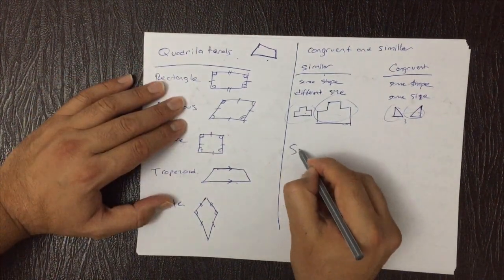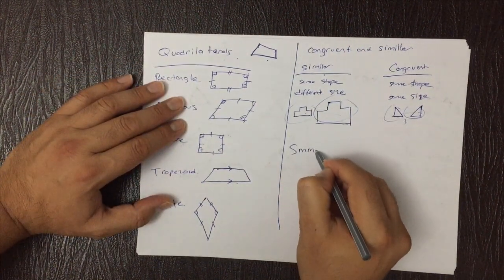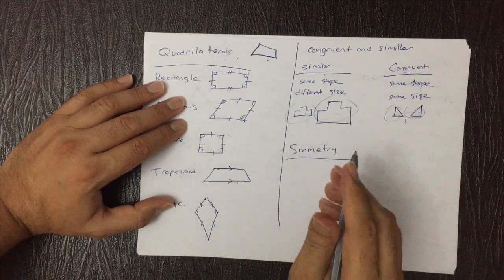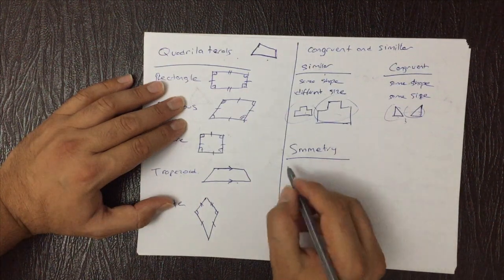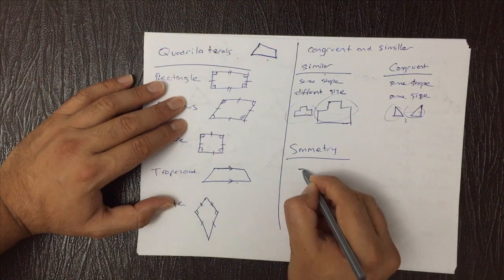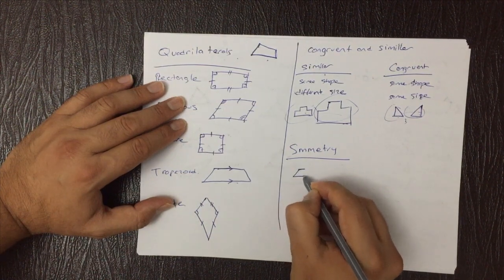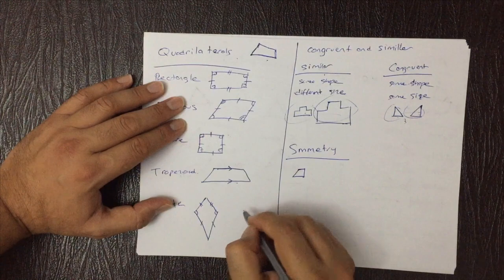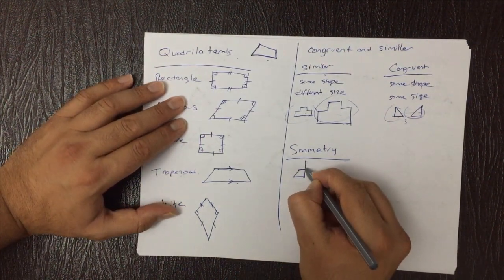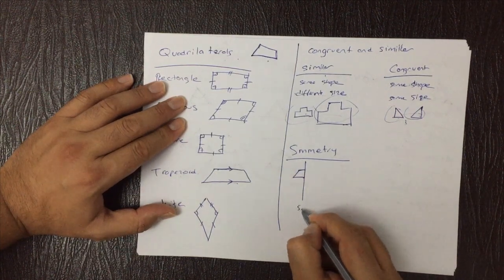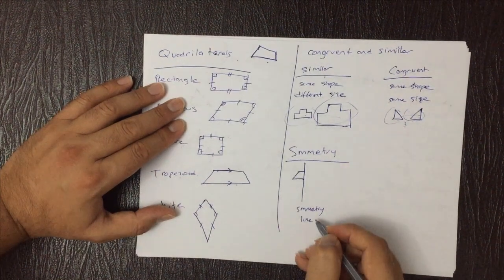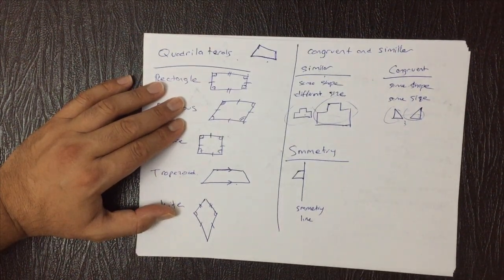So last, the last really, symmetry, but for geometry it is the last. Then we are having statistics. Okay, so symmetry is something like that. For example, think that there is a figure like this. Okay, so I want to make the symmetry of this, but I need a symmetry line here.